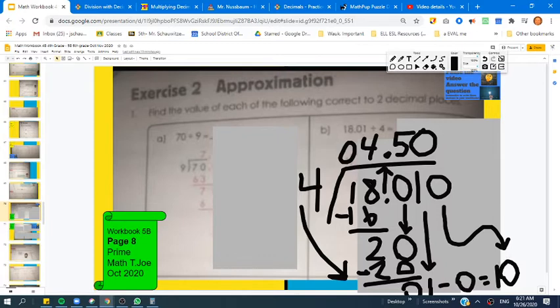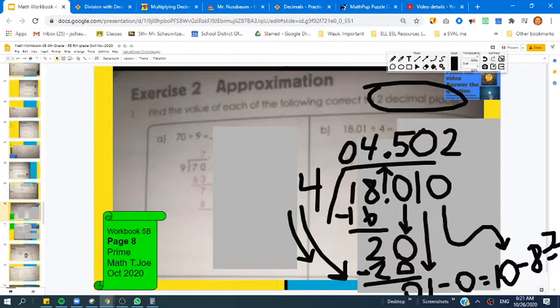All right, how many times does 4 go into 10? Well, 4 goes into 10 2 times. 2 times 4 is 8. 10 minus 8 equals 2. Now, we already found our answer because we need to find that to the 2 decimal places.